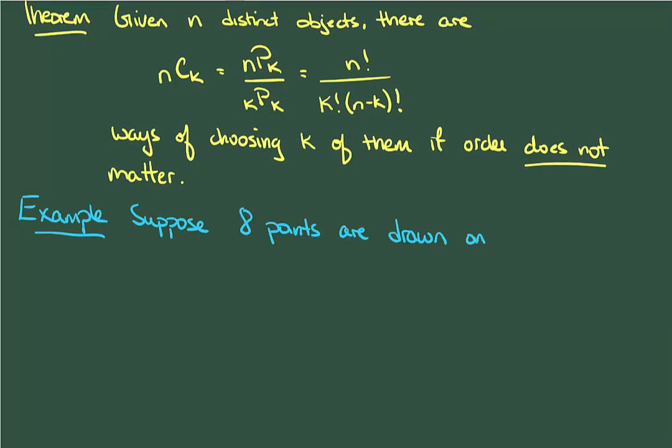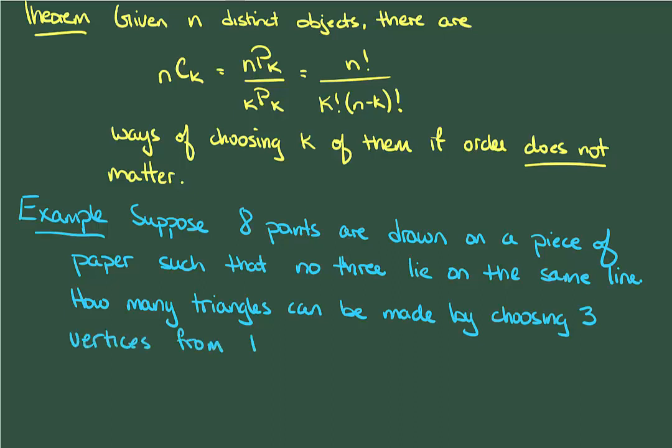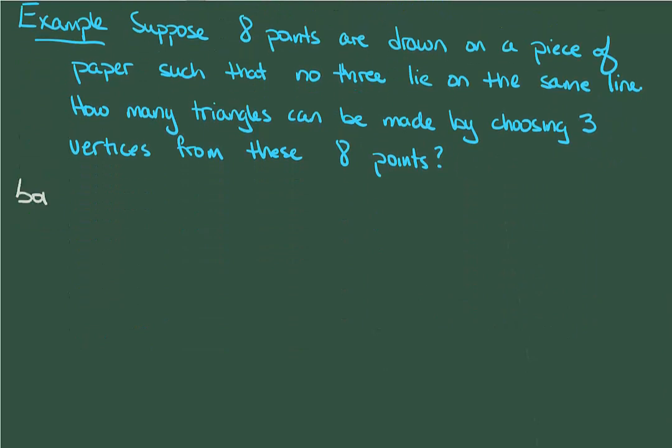So let's suppose that 8 points are drawn on a piece of paper, and that no 3 of these points lie on the same line. If we make triangles by choosing the vertices to be one of these points on the paper, how many triangles can we make? Okay, so the condition that no 3 points lie on the same line just guarantees that any of these 3 choices of points actually creates a triangle. So don't worry too much about it.